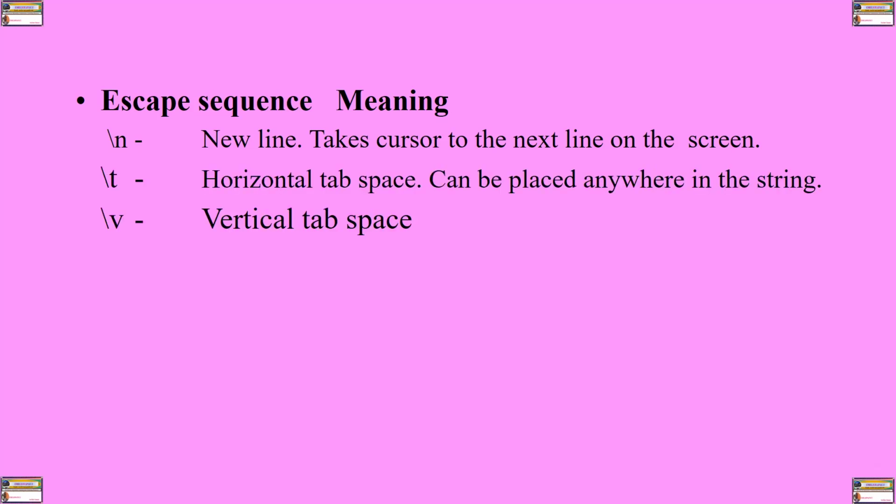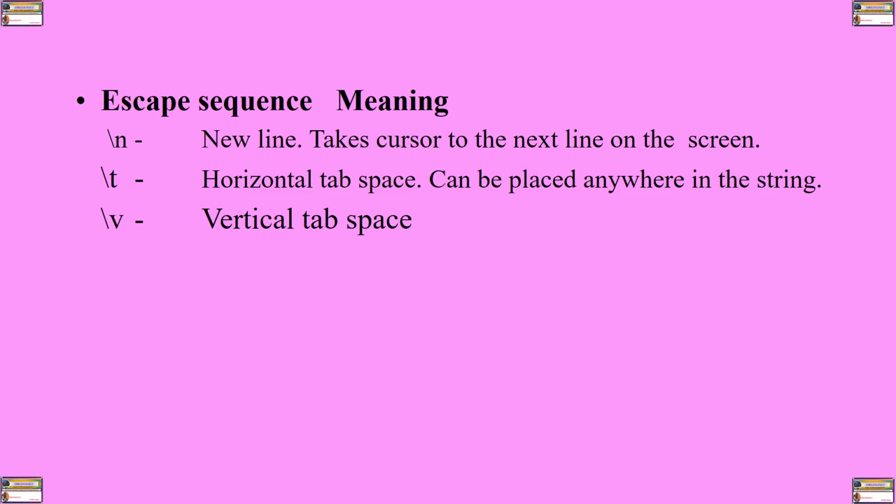Then we have the \t. It creates what we call a horizontal tab space. It can be placed anywhere in the string. We have \v, the vertical tab escape sequence.